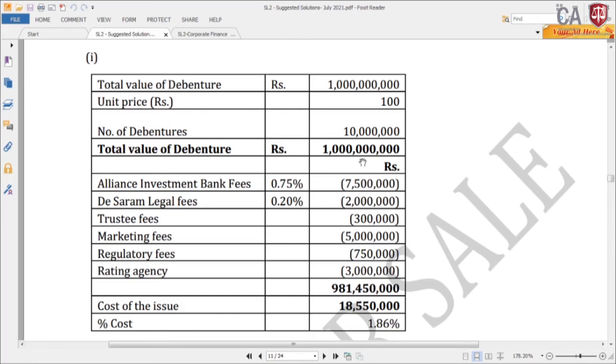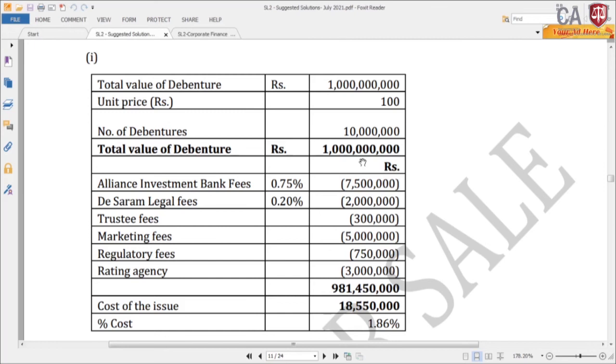So you can see the 1 billion debenture value, nicely given, and unit price, that is per debenture 100 rupees, that means 10 million debentures we are going to issue. 10 million debentures at 100 rupees is going to give us 1 billion rupees. Alliance investment, the manager fee 0.75%, so that is 7.5 million. Out of 1 billion, 0.75% you have to pay as a fee, that you have to pay now immediately. The legal fees, it's 0.2%, that is 2 million rupees of your total debenture value.